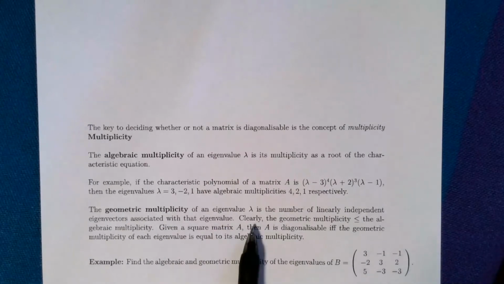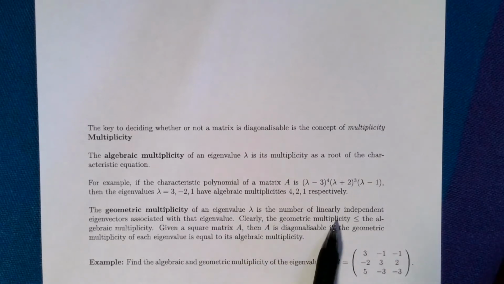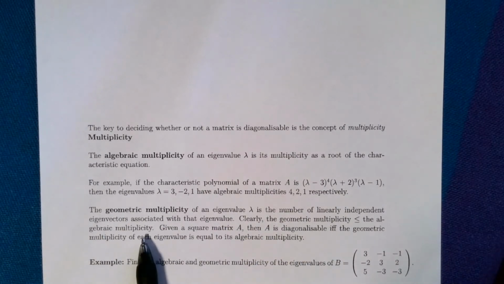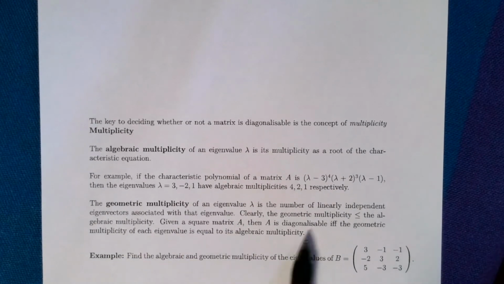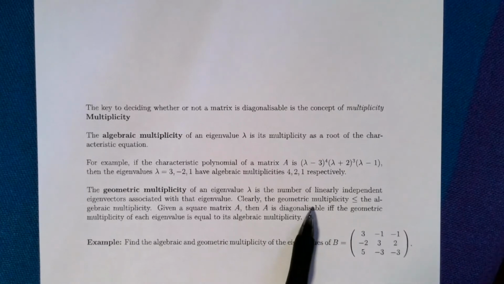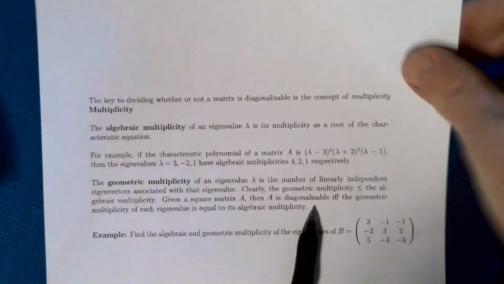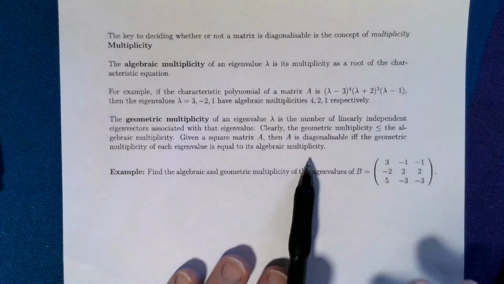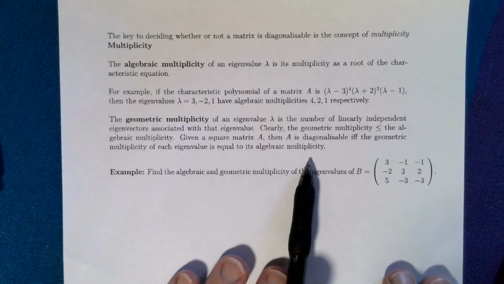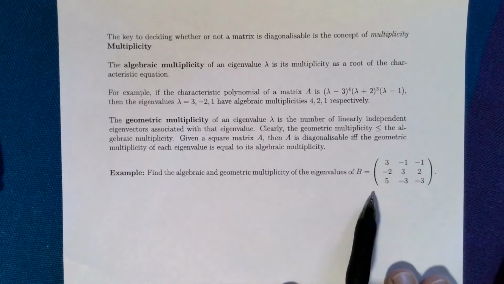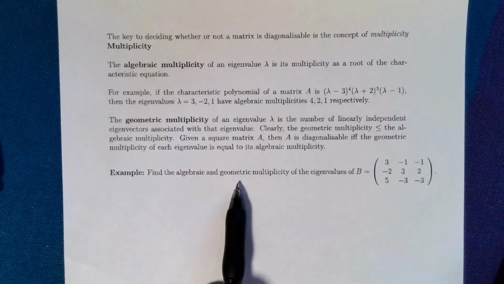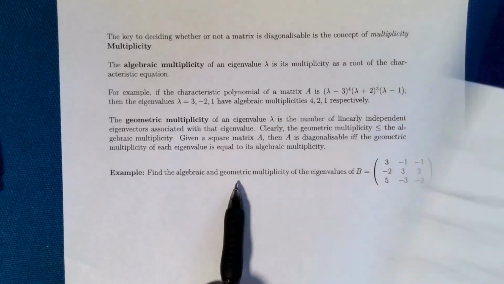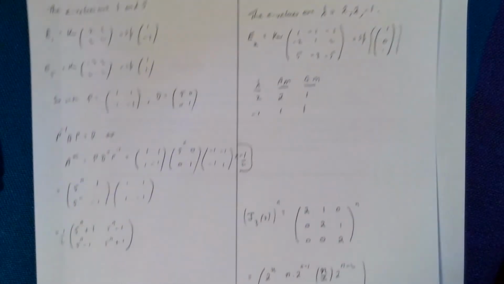So clearly the geometric multiplicity is less than or equal to the algebraic multiplicity, and a given square matrix A is diagonalizable if and only if the geometric multiplicity of each eigenvalue is equal to its algebraic multiplicity. So as an example, here's a nice 3 by 3 matrix. We're going to calculate the eigenvalues, and for each one their algebraic and geometric multiplicity. So here is the solution to this.